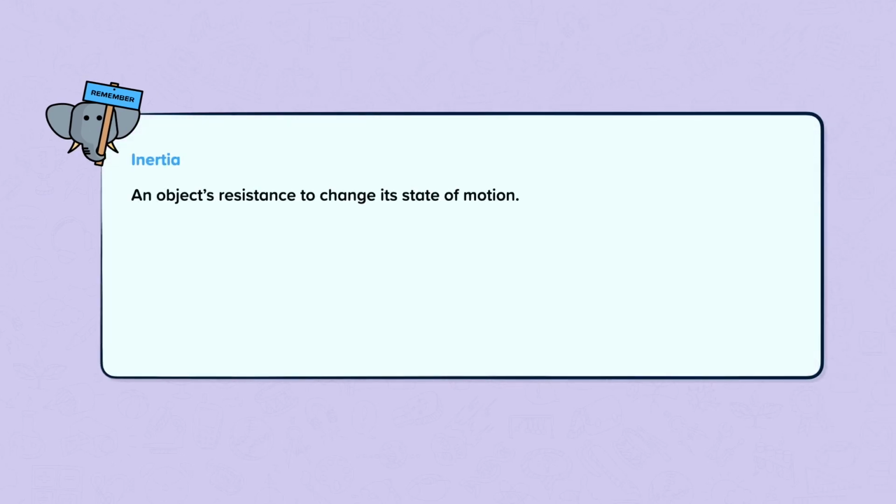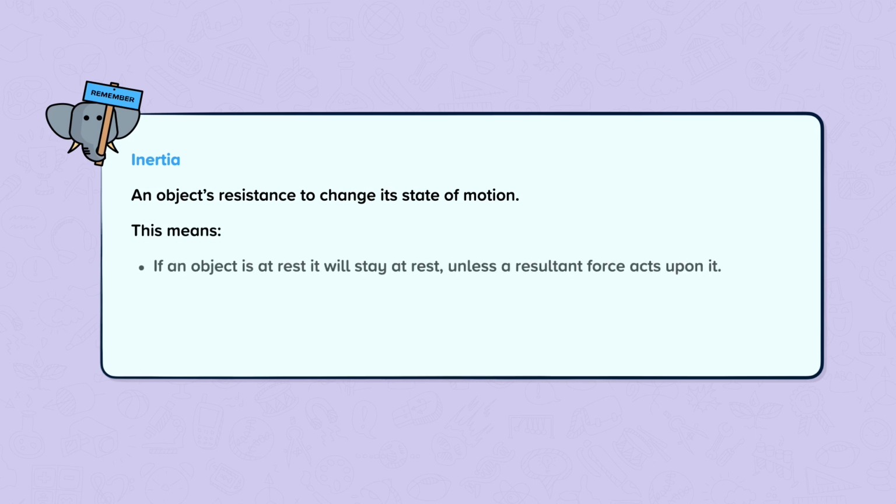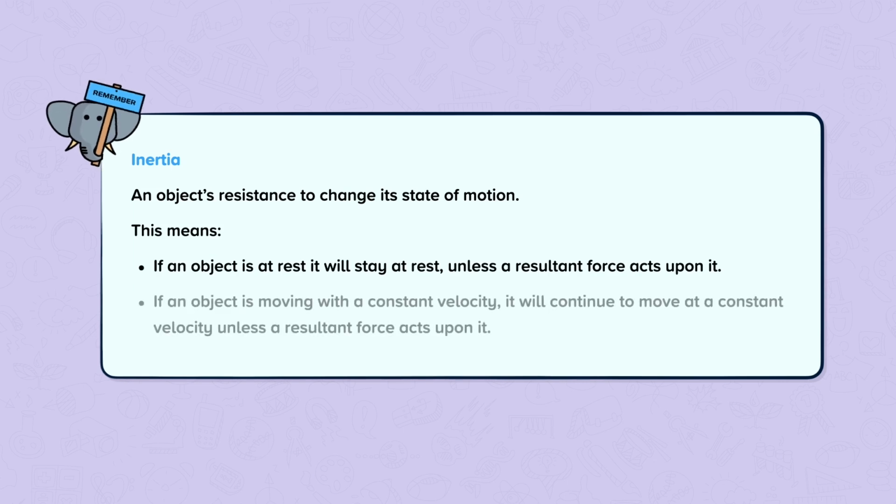Inertia is an object's resistance to change its state of motion. This means if an object is at rest, it will stay at rest, unless a resultant force acts upon it. If an object is moving with a constant velocity, it will continue to move at a constant velocity, unless a resultant force acts upon it.